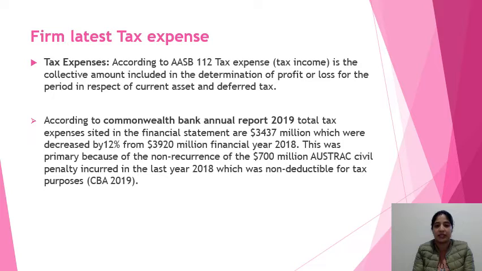Firm's latest tax expense. According to the Commonwealth Bank Annual Report 2019, total tax expenses cited in the financial statements are $3,437 million, which decreased by 12% from $3,920 million in financial year 2018. This was primarily because of non-recurrence of the $700 million AUSTRAC civil penalty incurred in the last year, 2018, which was non-deductible for tax purposes.